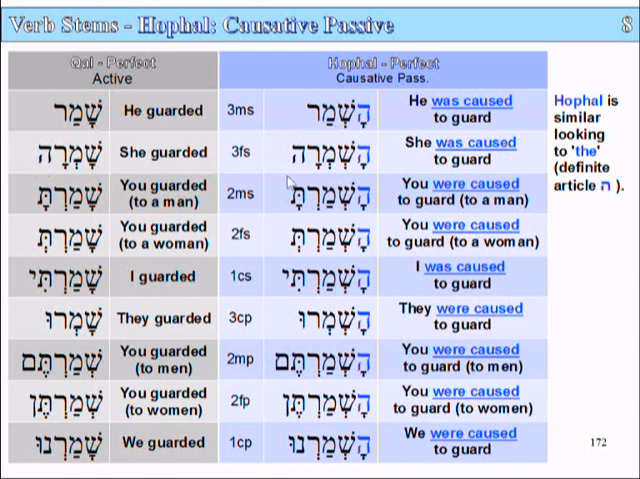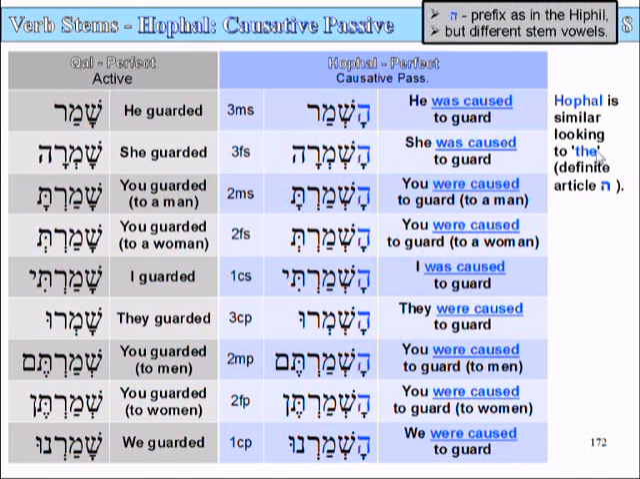Shamra, she guarded, becomes hashmara, she was caused to guard, and so forth all the way down. So the identifying characteristic is a hey prefix as in the Hiphal, but different stem vowels. And there's no yods appearing in here like in the Hiphal.